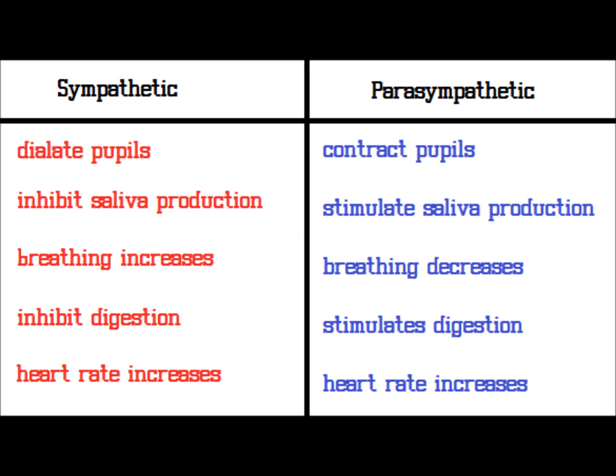Here's what the sympathetic nervous system does in a fight or flight situation. It may dilate the pupils, inhibit saliva, increase breathing, inhibit digestion, and increase heart rate. Whereas the parasympathetic nervous system, after a fight or flight situation, will contract the pupils, stimulate saliva, decrease breathing, stimulate digestion, and decrease heart rate.